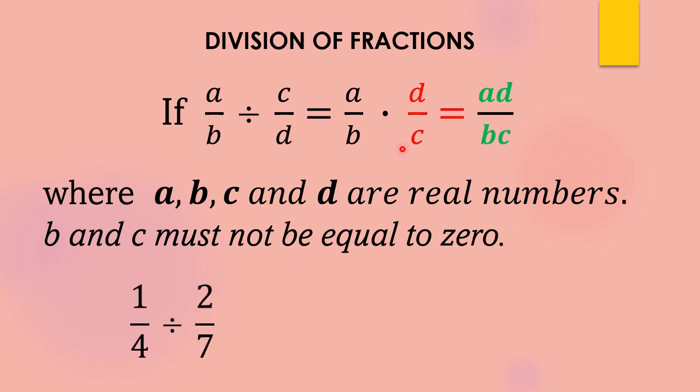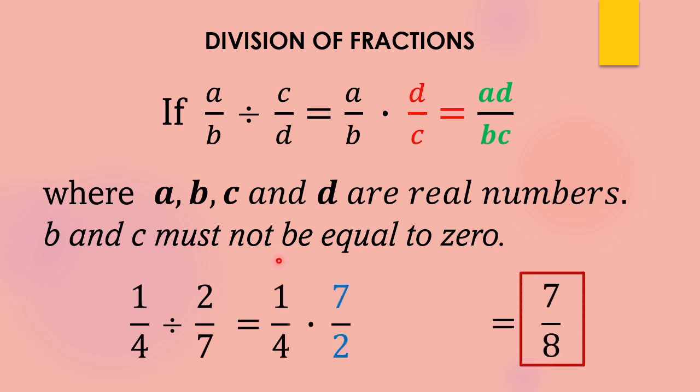So let's have an example. 1/4 divided by 2/7. How are you going to divide these two fractions? Okay, we follow the rule in dividing two fractions. So let us first change the division symbol into multiplication symbol. And then the next step is you're going to get the reciprocal of 2/7. So it will become 7 over 2. So you just interchange the position of the numerator and denominator.